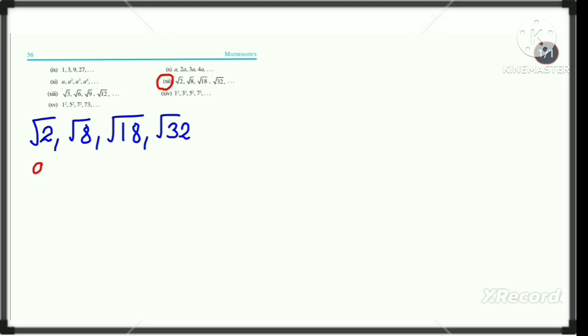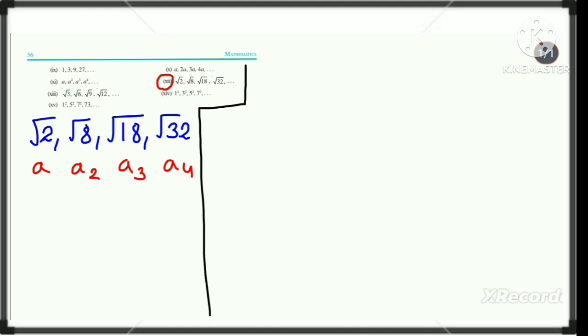Now question number 12, and here the sequence of numbers is root over 2, root over 8, root over 18 and root over 32. And here this is a1, this is a2, and this is a3, and this is a4. Okay, now let's find the difference between each term.